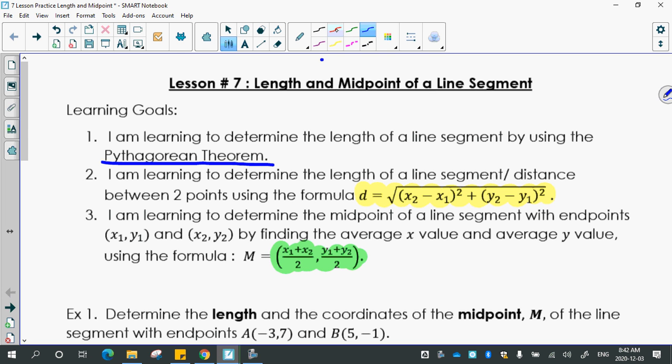And you can think of that formula as if we add the two x values together and divide by 2, that's the average x value. Just like if you want to find the average of 2 tests, you would add up your marks and divide by 2. So that's your average x value. And then this would be your average y value. So that's the formula, but that's what it means. Find the average x value and the average y value, put them together, and that will be your midpoint.